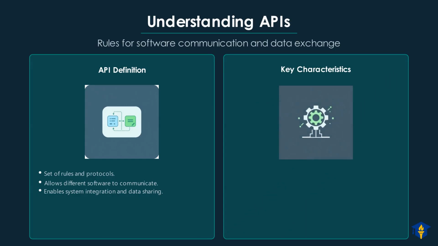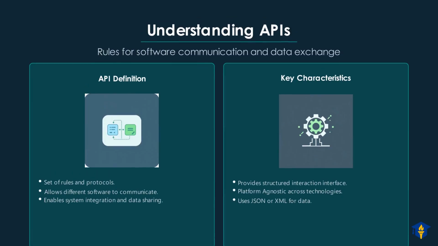Now, let's examine some of the key characteristics that define effective and powerful APIs. APIs provide a structured and clear interface, ensuring predictable and reliable interactions between systems. They are platform agnostic, meaning they can function seamlessly across various technologies and operating systems. For data exchange, APIs commonly utilize either JSON or XML formats, ensuring structured communication.